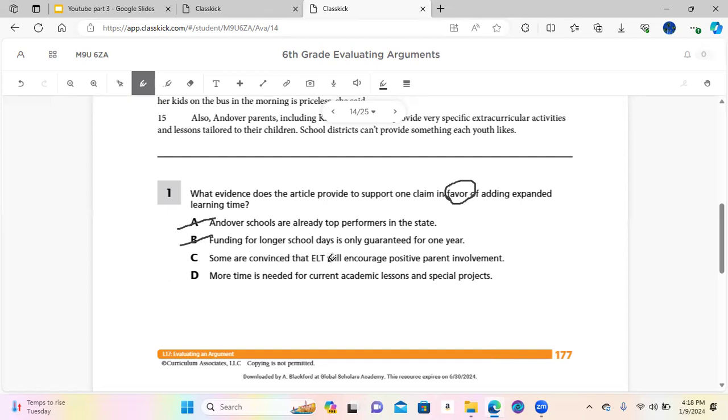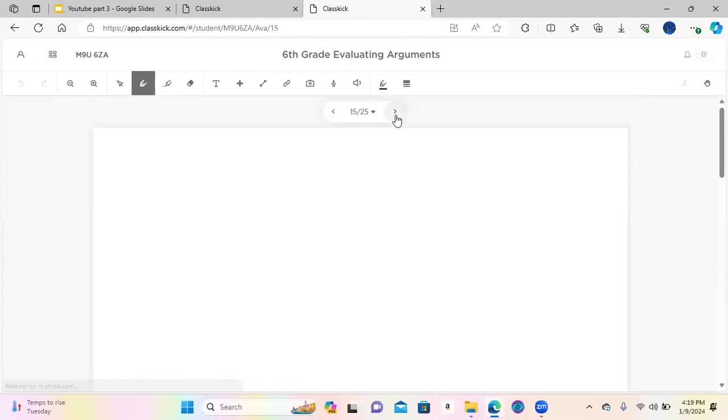Some are convinced that ELT will encourage positive parental involvement. Was this even mentioned in the passage? No, this was not mentioned at all. So this point was not used as evidence to support the argument in favor of expanded learning time. So we are only left with D, which says more time is needed for current academic lessons and special projects. Yes, that was the first evidence that was presented.